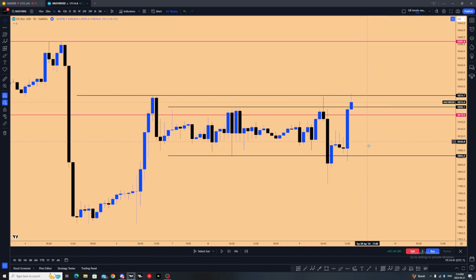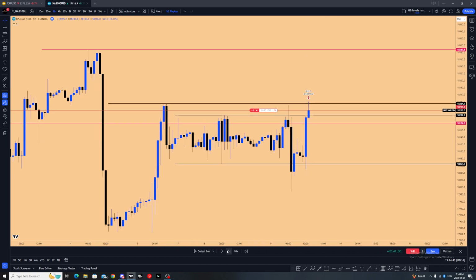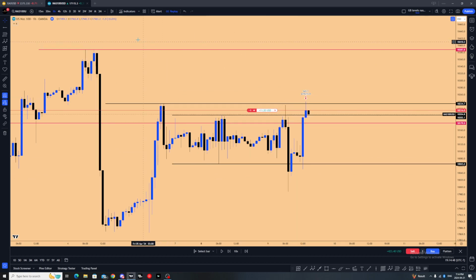When you see the stop run happen, that's where you can go short. But this is happening after hours, so you should be a little bit skeptical. Your stop loss should be over here, minimum. If you enter short over here, that's where the stop loss should be.